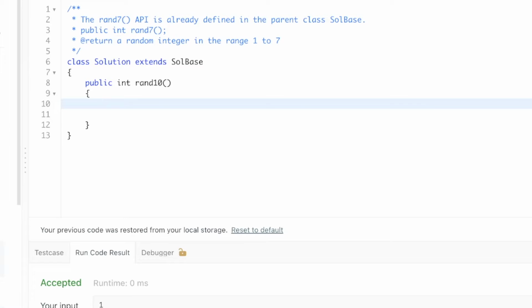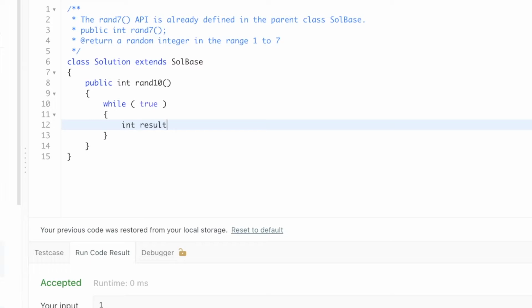We're going to say while true, because we're just going to keep trying over and over again to get a number that is less than or equal to 40. So we're going to say int result equals, and I'll explain the math in a second, 7 times (Rand7 minus 1) plus Rand7.